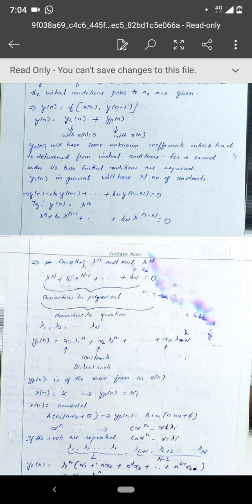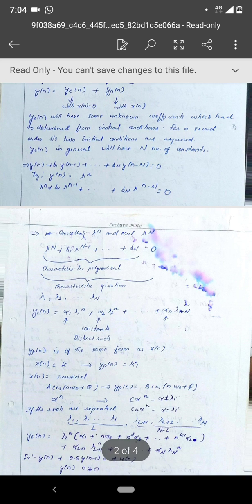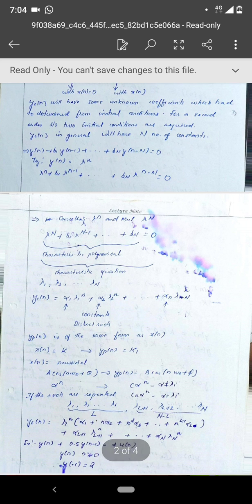Okay, now let's start with yc of n. How do we find yc of n? I'll explain all these things in a very simple manner so that you can easily understand and solve any problems. This lecture will not be that lengthy also. So yc of n in general will have capital N number of constants, because we are taking the LHS alone and equating that LHS equal to 0. We don't consider the RHS there. So take the terms of the LHS and equate to 0. So the order of that equation is actually capital N.